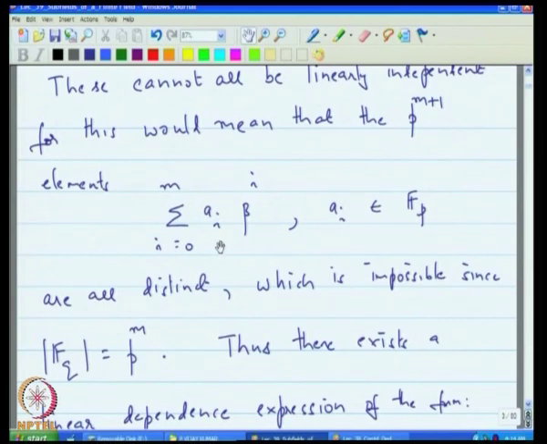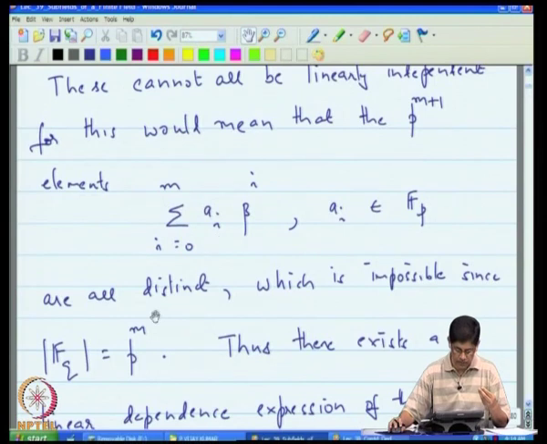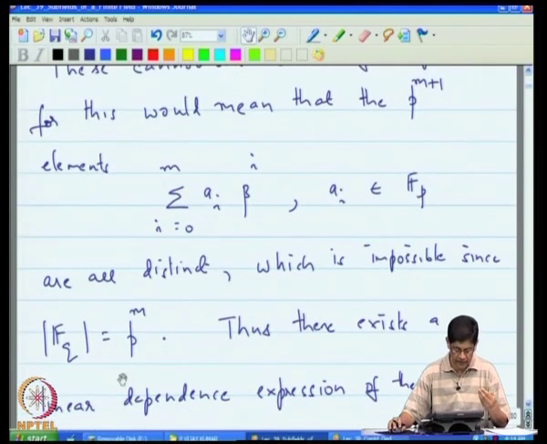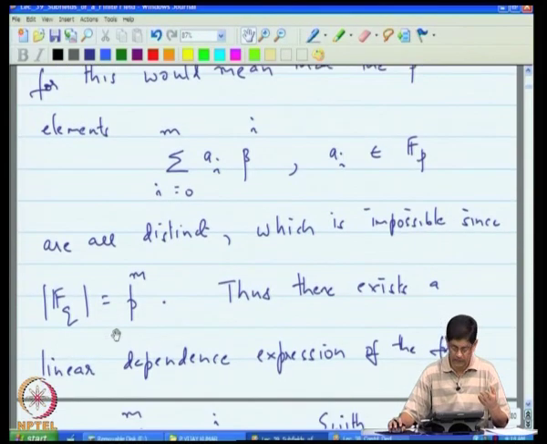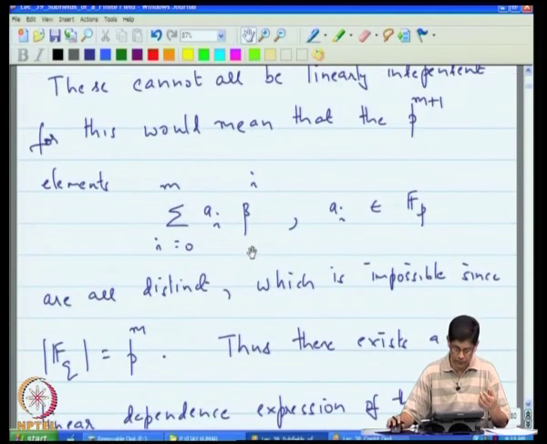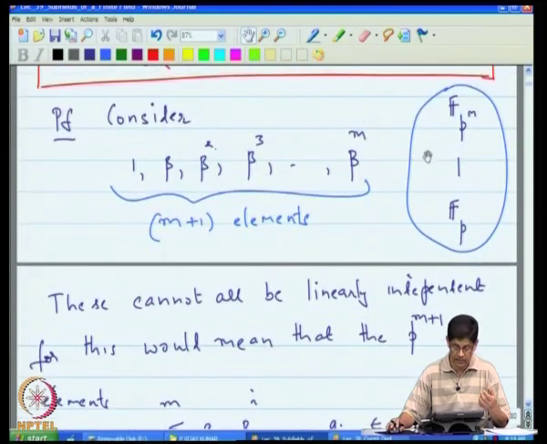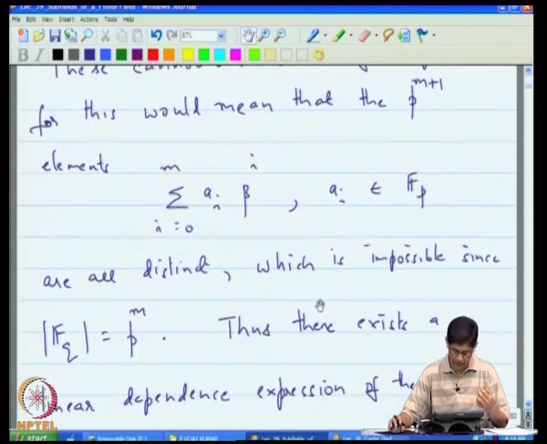So, that makes for a total of p raised to the m plus 1. But that is impossible, because after all the finite field is only of size p to the m. So, the number of elements cannot be larger than that. So, the only conclusion we can draw from this is that this particular set of m plus 1 elements is not a linearly independent set. There is some dependency relationship amongst these elements.